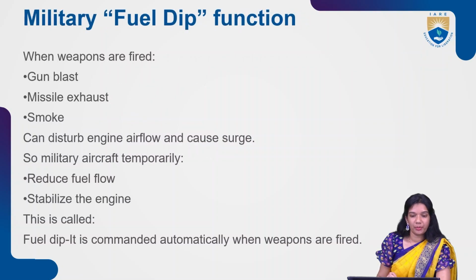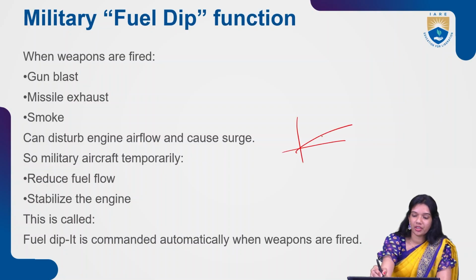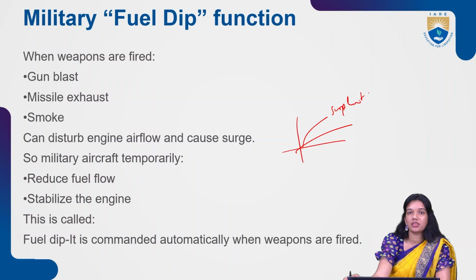Then there is a military fuel dip function, right? This is purely for military aircraft. When weapons are fired, you have a gun blast or a missile exhaust, which can disturb or distract the engine flow, and it might cause a surge. So you are no more within your operating limits. You have gone into the surge limit, right? Therefore, again, there are chances of engine failure, or there are chances of catastrophic failure of the aircraft.